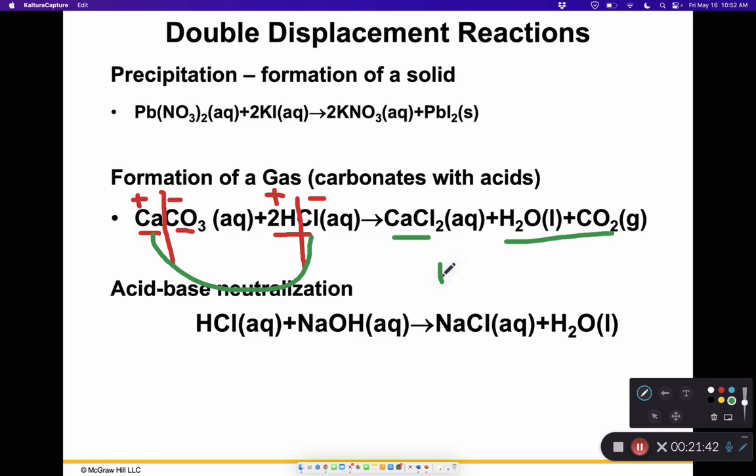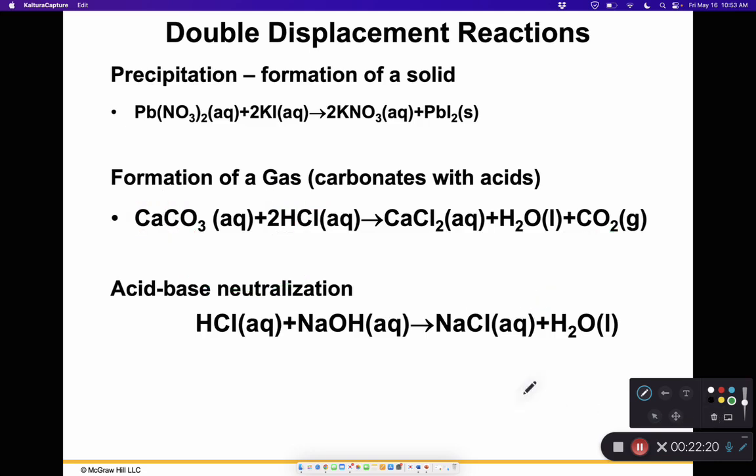So in the reaction H2CO3 forms, but right away when this H2CO3 forms, it will break down into H2O and CO2. Liquid water, and we have carbon dioxide gas. So this is also called a double displacement reaction, because swapping of those charges, or swapping of those partners, took place here. Now let's see the third example.